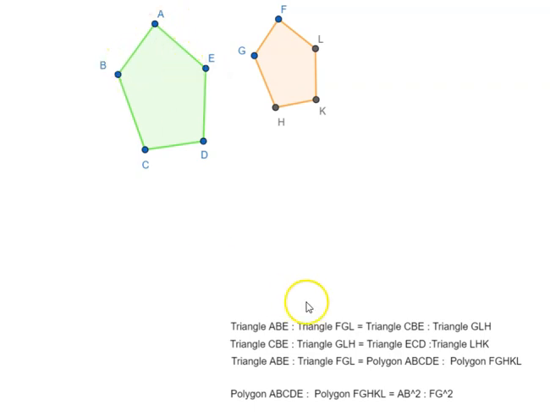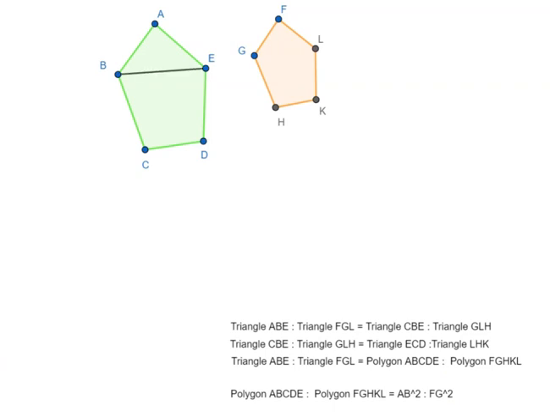So here we could say ABE is to FGL equal to CBE is to HGL and CED is to HLK. All these ratios would be equal and the polygons would also be in the same ratio. And the ratio of the polygons would be equal to AB square is to FG square. That is the ratio duplicate of the corresponding sides. Okay, let's see how we can take it step by step.